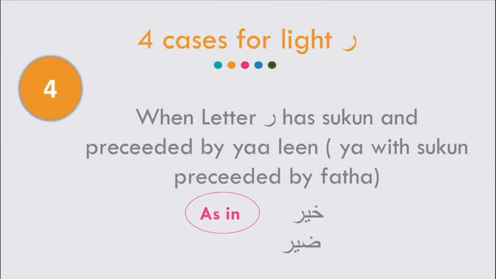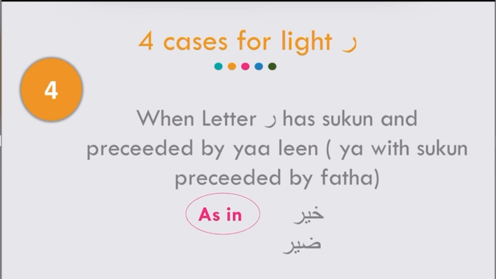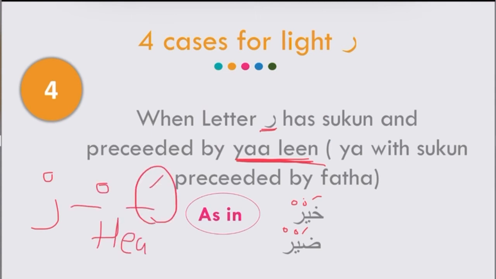Next case, and this is the 4th case, when Ra has a sukoon and is preceded by ya lin. So when Ra sukoon is preceded by ya lin, it's a ya that has a sukoon preceded by fatha. Okay, so the rule, Ra sukoon preceded by fatha, it will be heavy. But if this letter is ya, it will not be the same rule. Okay, it will be another rule, which is khayr, ضير, like this. So these are the cases for the Ra when they are light.